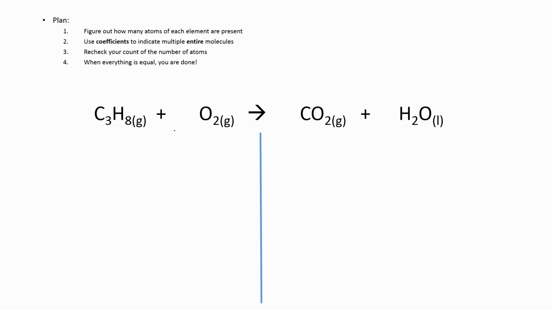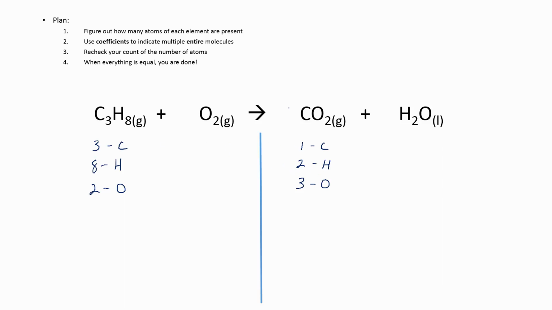Let's see, we have C3H8 propane with oxygen burning to make carbon dioxide and water vapor, or actually liquid water here. We're going to divide the 2 halves between the reactants and the products and start counting atoms. 3 carbons, 8 hydrogens, 2 oxygens. Okay? 1 carbon, 1, 2, 3 oxygens, and 2 hydrogens. Alright, so not much is balanced. In fact, nothing is.